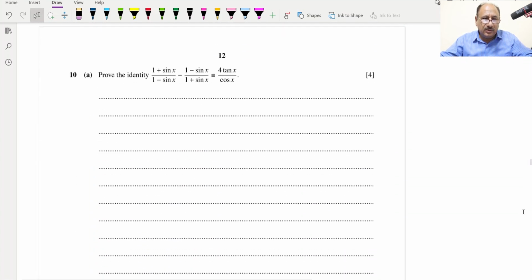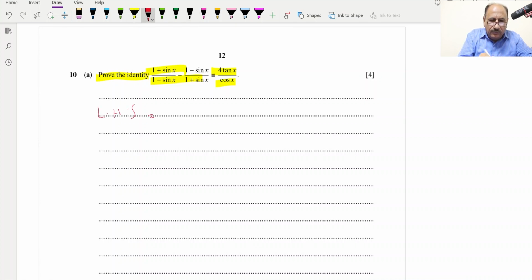Now question number 10, this is trigonometric functions. Basically we have to prove this identity. So we will take the left hand side, so the left hand side will be equal to (1 plus sine x) over (1 minus sine x) minus (1 minus sine x) over (1 plus sine x). Now we can take the LCM.